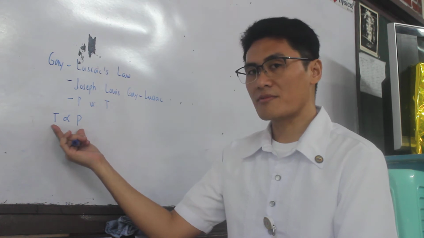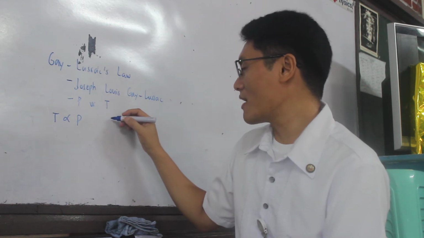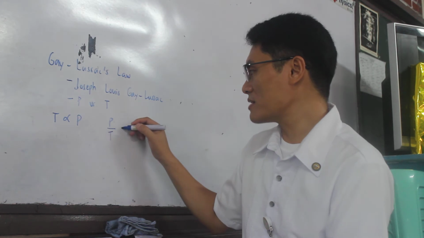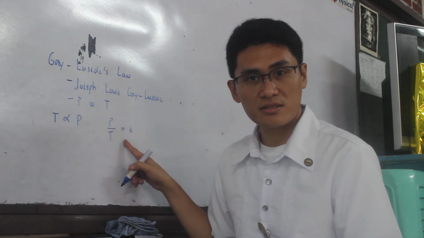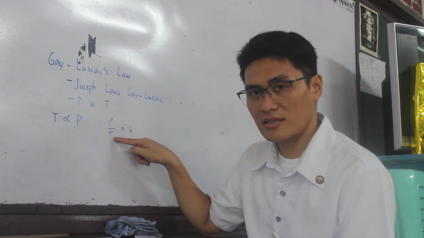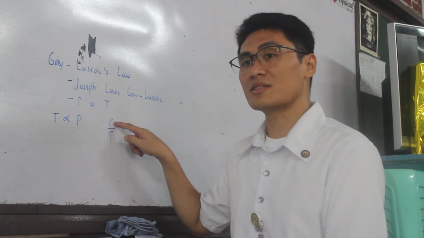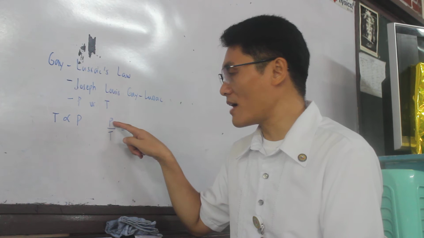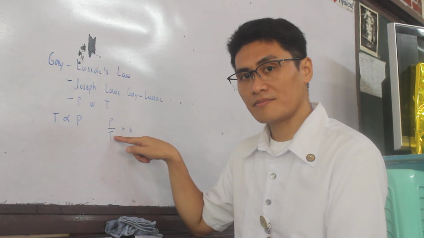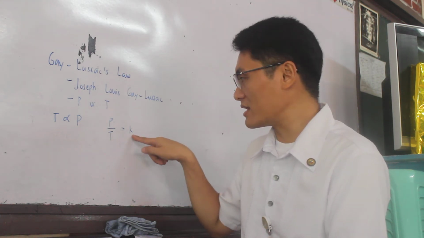Now, since they are directly proportional, when this becomes bigger, that becomes bigger. So if I divide the two, pressure divided by temperature, that should give me a fixed number. Let me give you an example. If this is 10 and this is 5, 10 divided by 5 is 2, right? If the 5 becomes 20, this would also become 10. So now 20 divided by 10 is still 2. So that gives you a constant.